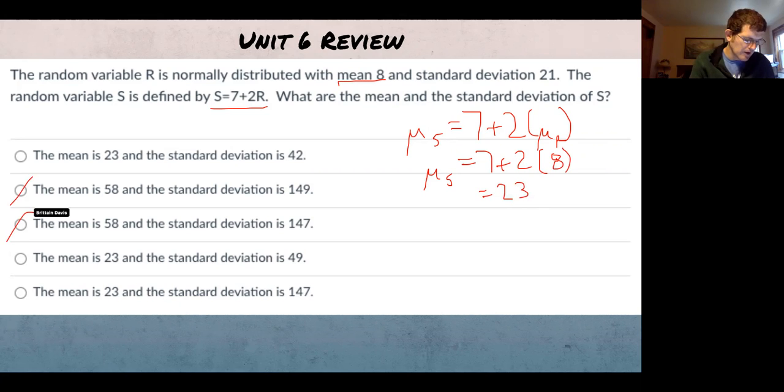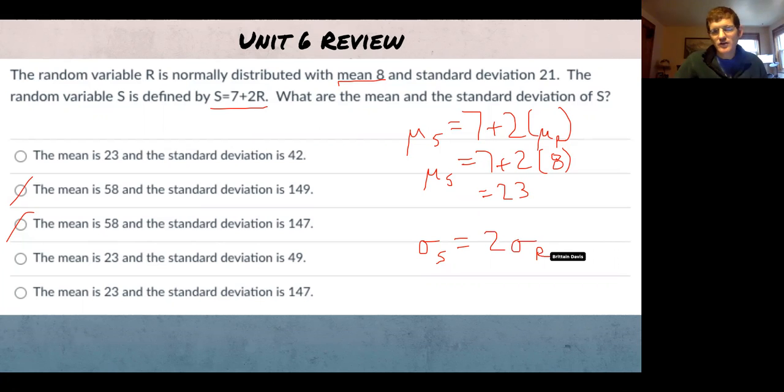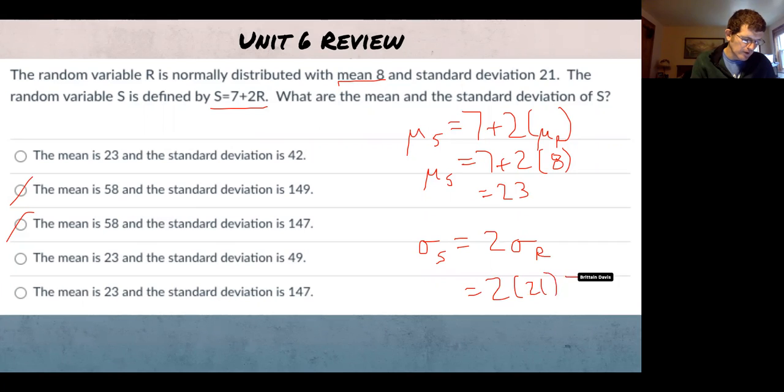Now I need to find the standard deviation. The standard deviation of S is just going to be 2 times the standard deviation of R, because standard deviations can't be added to, you can only multiply them or divide. And now you get 2 times 21, which is 42. So there's your answer.